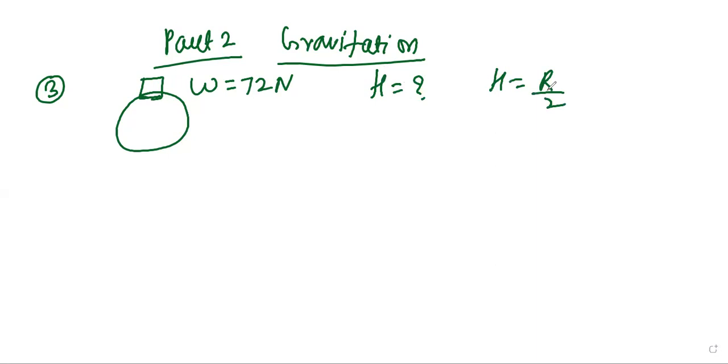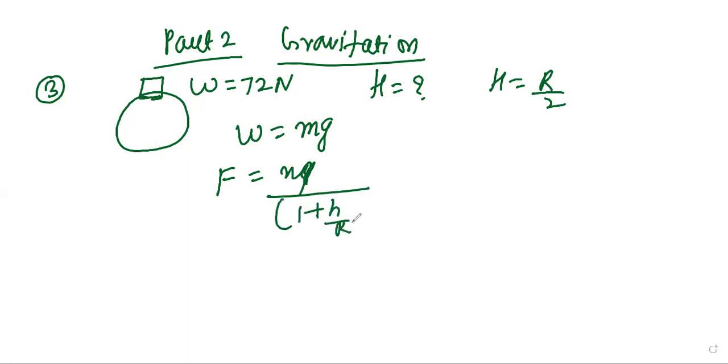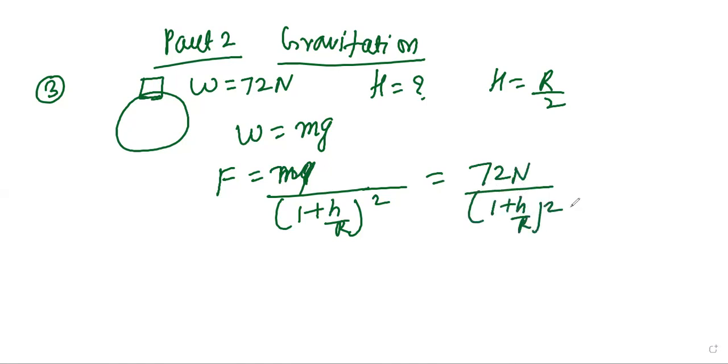So look at the question number three explanation. Weight we defined as mass into acceleration, right? So at a height h above the surface of Earth, weight will be given as F equal to mg divided by (1 plus h upon R) whole square. So mg value we know, right? This is your mg. So it is 72 Newton divided by (1 plus h upon R) whole square.